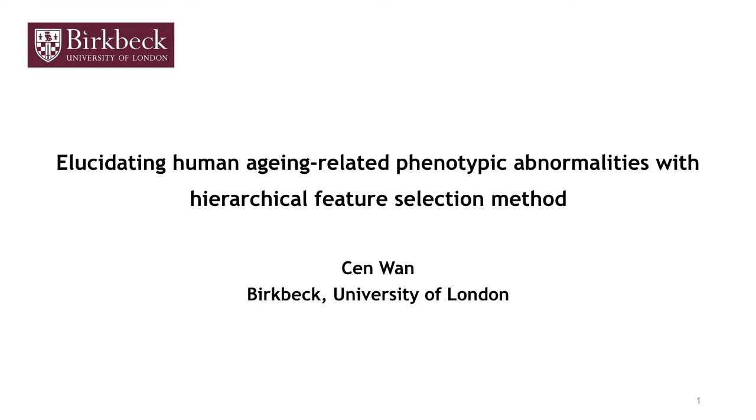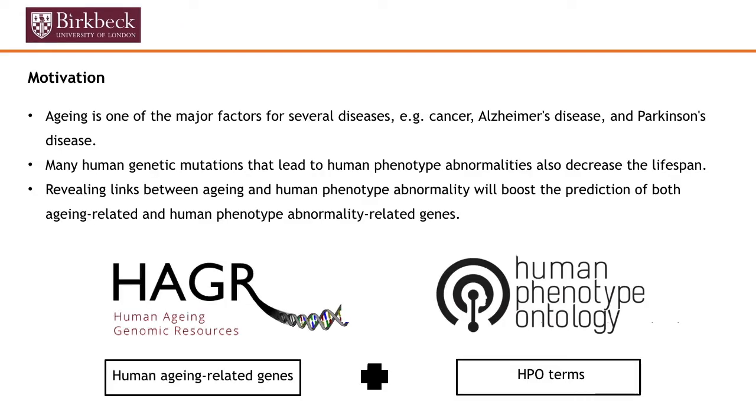I'm very happy to introduce my recent research on human aging genes and phenotypic abnormalities by using hierarchical feature selection methods. The reason why we're interested in this direction is that aging is well known as one of the major factors for several diseases, for example, cancer, Alzheimer's disease, and Parkinson's disease. There are also many human genetic mutations that lead to human phenotypic abnormalities that decrease the lifespan of human beings.